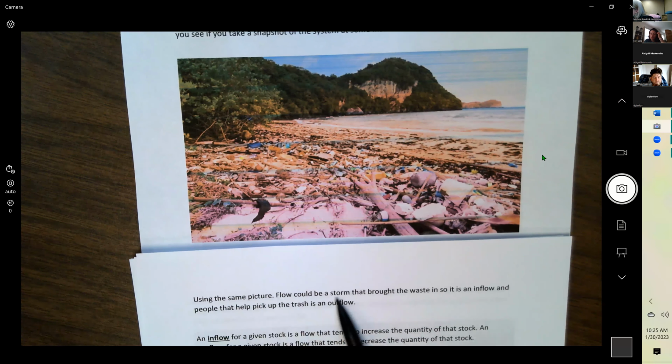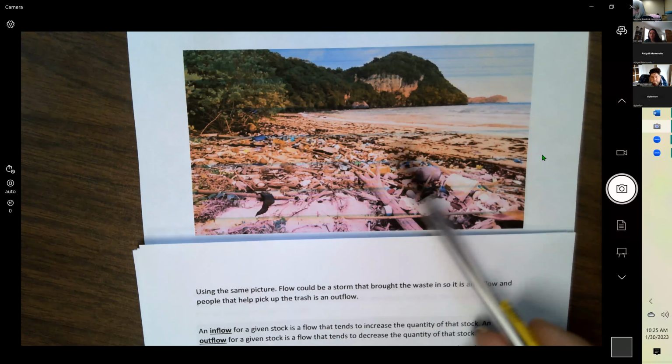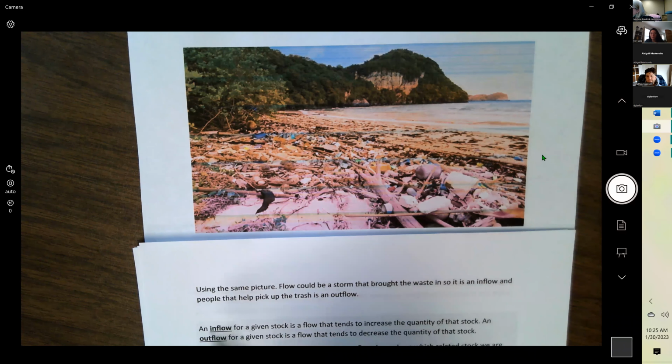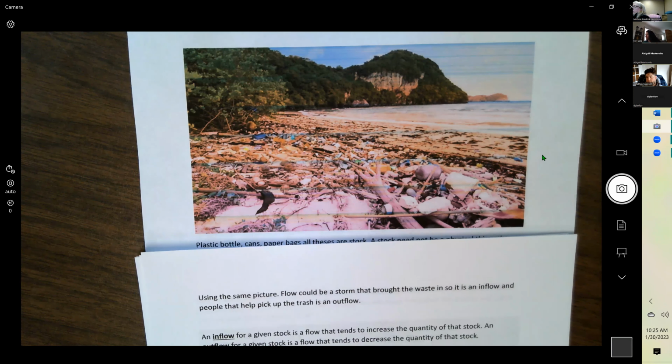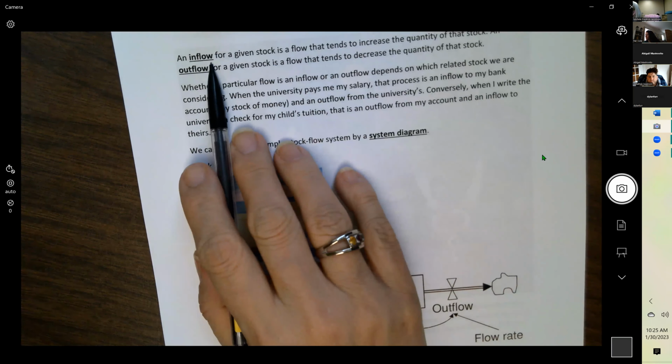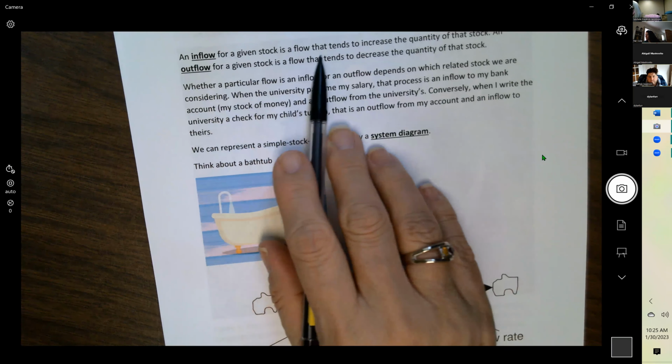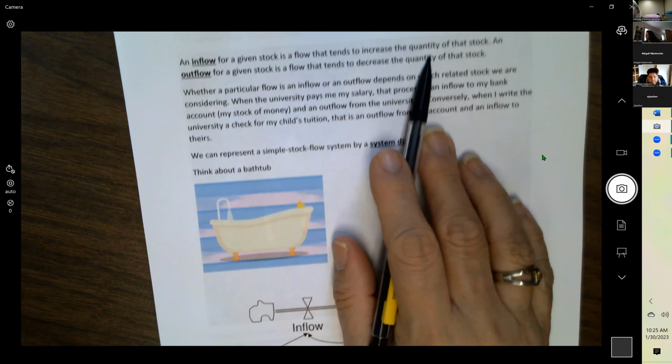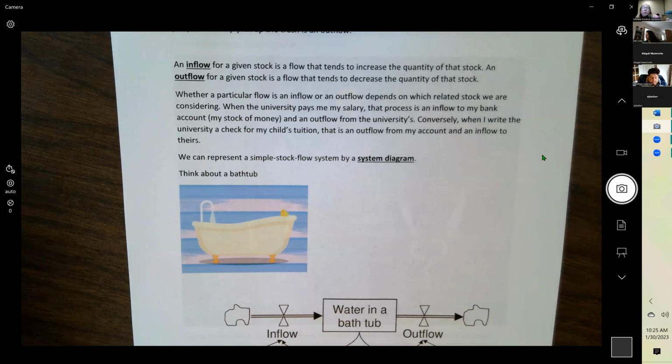From that picture, a flow could be a storm that brought trash in, and inflow would be the people who help pick up the trash. That would be your outflow. So a definition: an inflow for a given stock is a flow that tends to increase the quantity of it. If it's getting larger, then it's an inflow. If how much stock there is is going down, then it's an outflow.